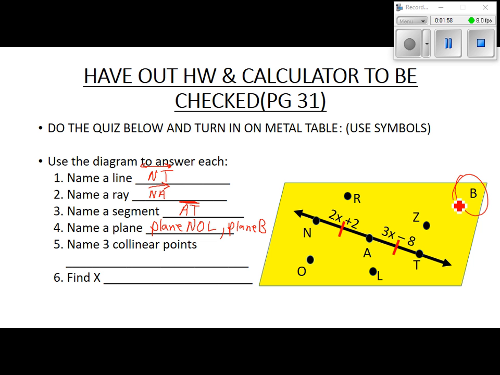Name three collinear points. What's collinear mean? On the same line. NAT. Now here's where you got to be careful. I'm not going to say that you got to write the word point every time. But I am going to say this. If you put NAT the way I just wrote it up here, I'm marking it wrong. Because if you're listing three different points, what else should you have? Commas.